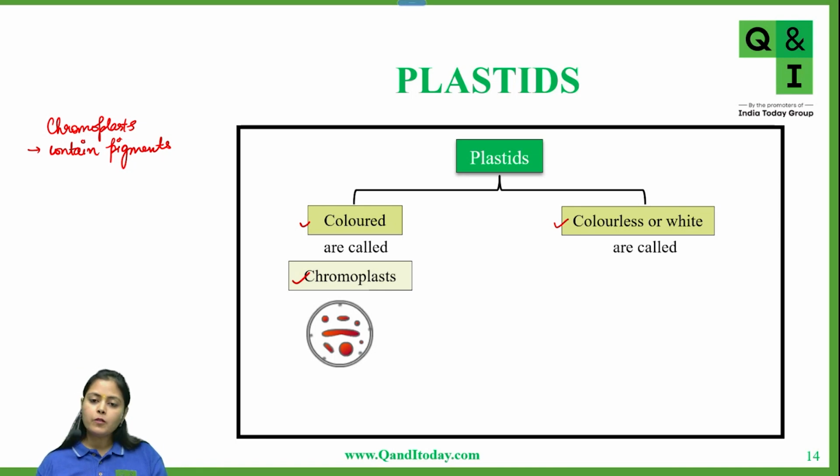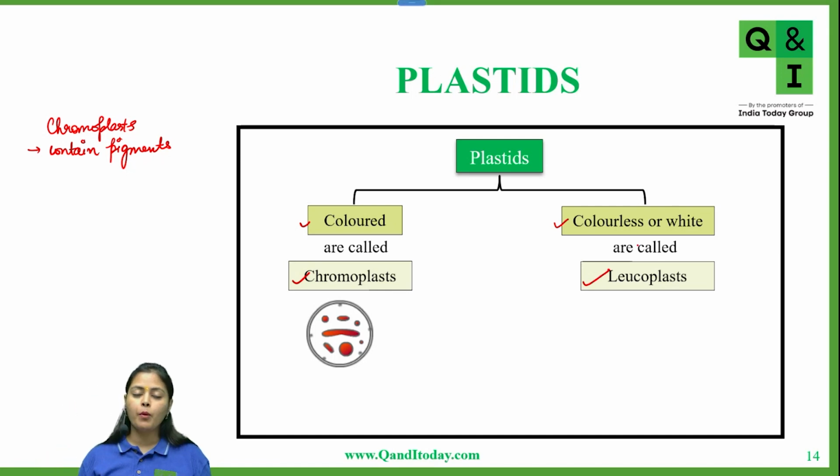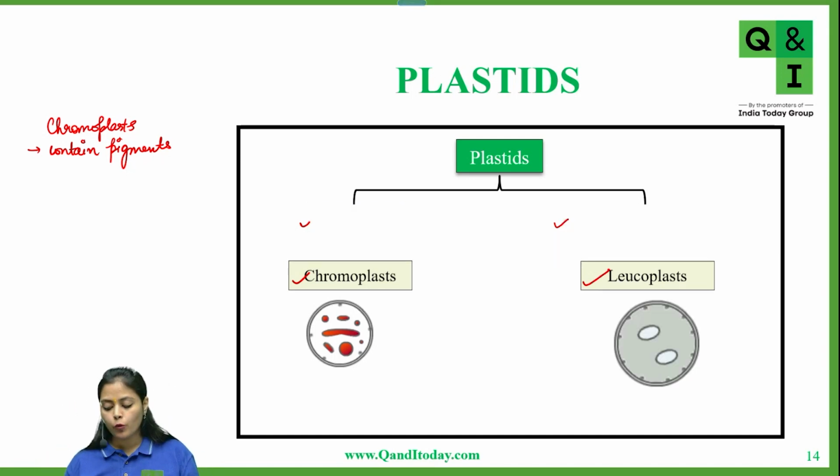Now, the colorless plastids are called leucoplasts. So there is another type of plastids present, which are called leucoplasts.